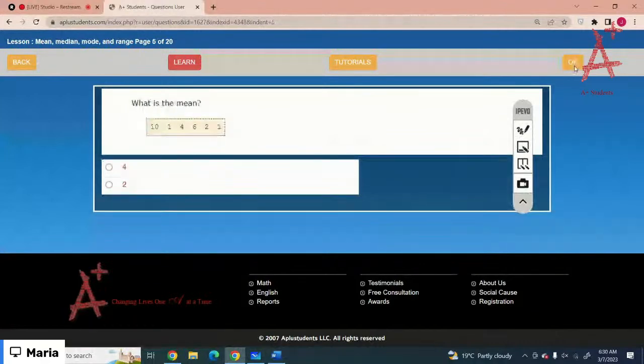What is the mean? For the mean, you have to add them all and divide them by the number of values. 10, 15, and 6, 21, 22, 23, 24. The sum of all the numbers is 24. So 24 divided by 6 is 4. Got it? So the correct option is 4. Got it?